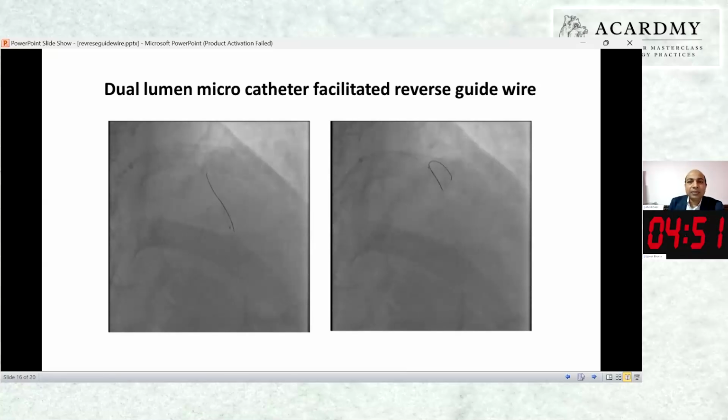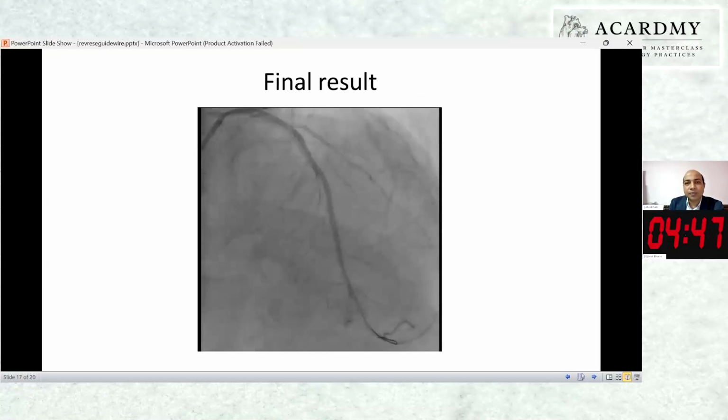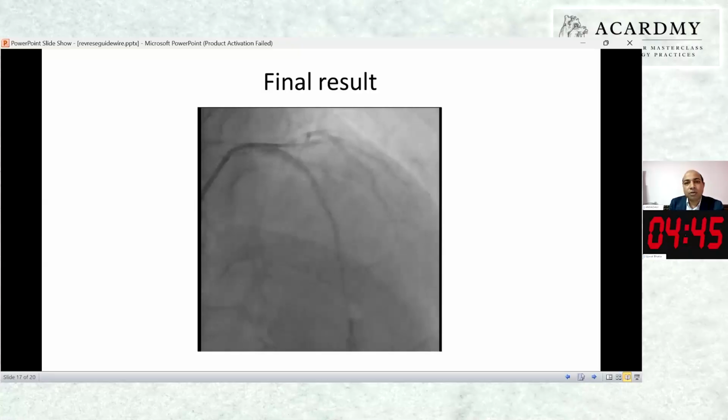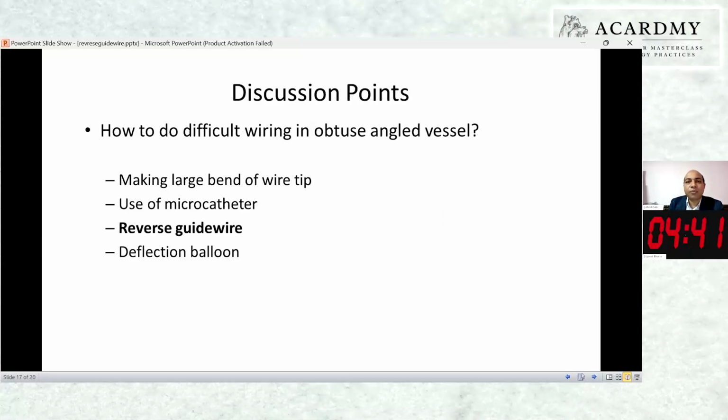We chose only single provisional stenting in this case. So this is the final result. Good TIMI 3 flow, although there is ostial disease in the diagonal, there is TIMI 3 flow.